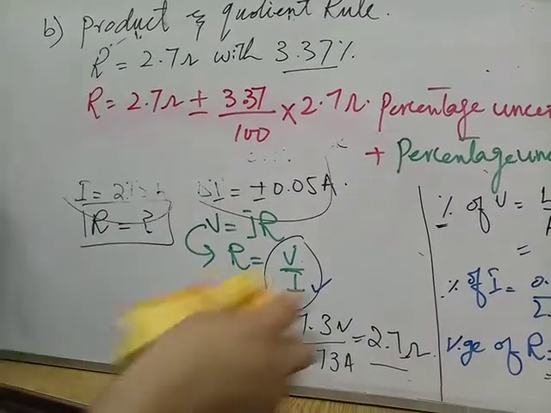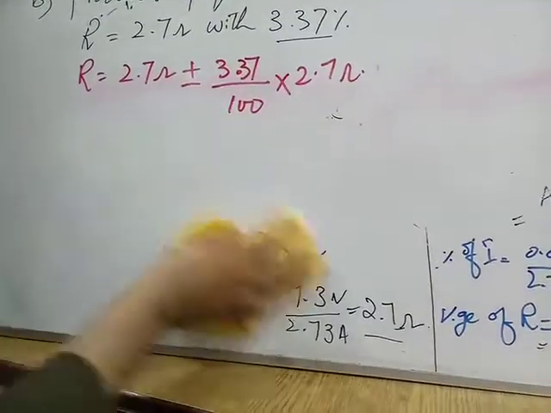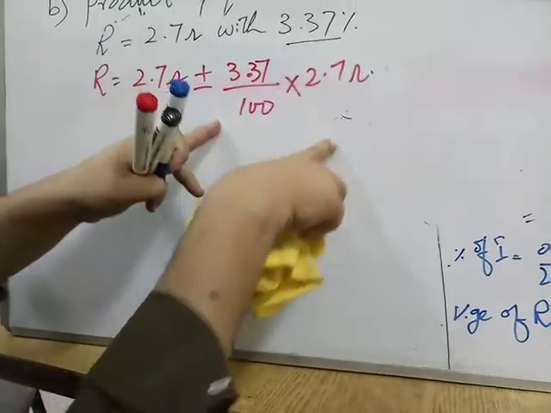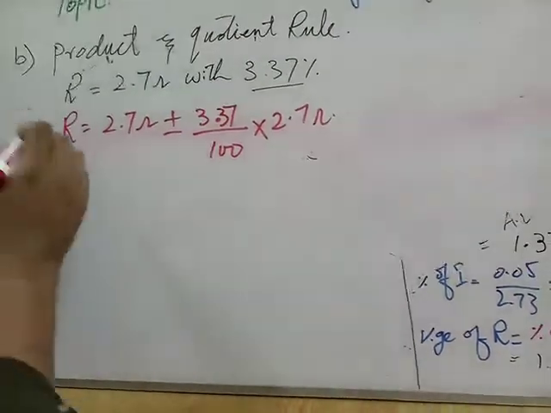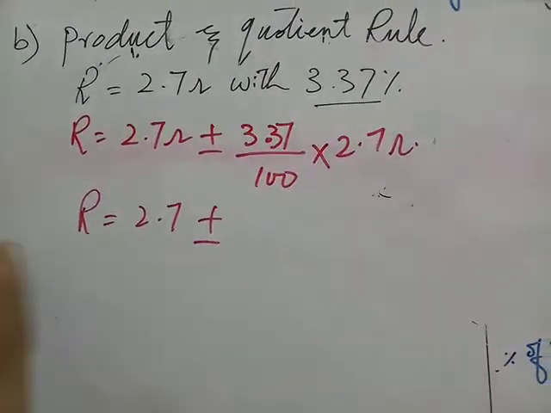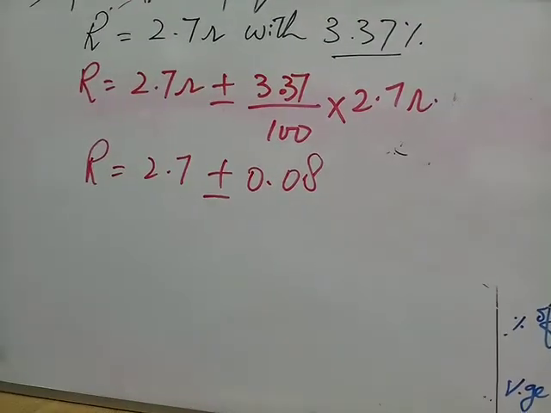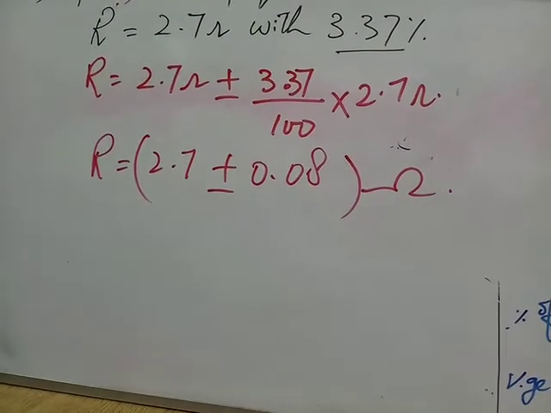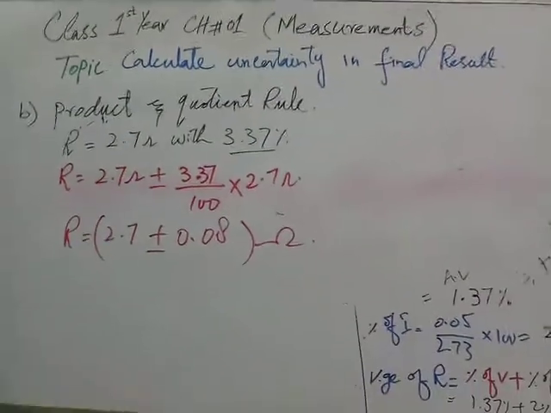So if I solve this, I can get it in plus minus. This is 3.3%. 3.3% of what value? The original value. So the answer becomes R is equal to 2.7 plus minus 0.08. You can solve this and the answer will be 0.08. So from this method we can solve the uncertainty in the final result.